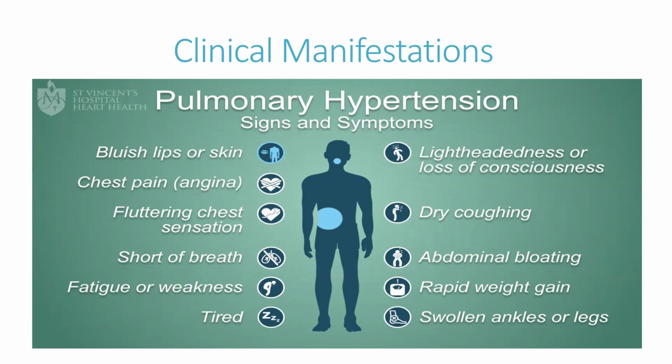lightheadedness or loss of consciousness. Why do you think pulmonary hypertensive folks would have lightheadedness, syncope? Because, pausing so you can think out loud as you're listening, oxygenated blood is not getting through the carotid arteries to the brain. The brain needs oxygen, right? So these pulmonary hypertensive folks have a dry cough. They have abdominal bloating, rapid weight gain, swollen ankles and legs. These kind of remind you of right-sided heart failure.